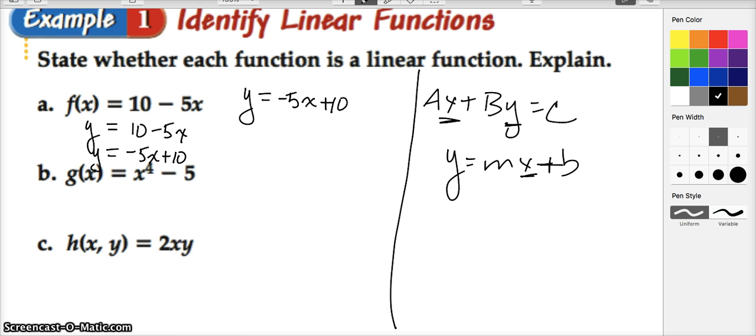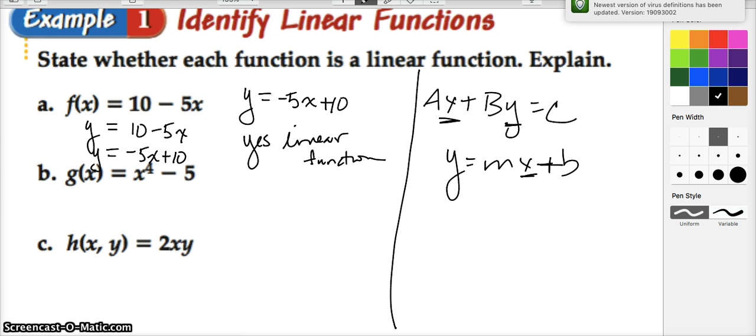We can see that this is definitely in this form, y equals mx plus b. So we know that, yes, we have a linear function. Let's look at the next one. So yes, this is a linear function. That's what that refers to. And this guy over here, get this out of the way.